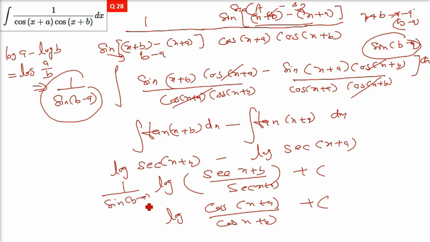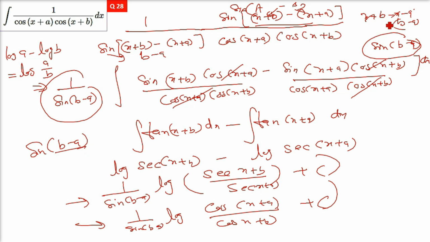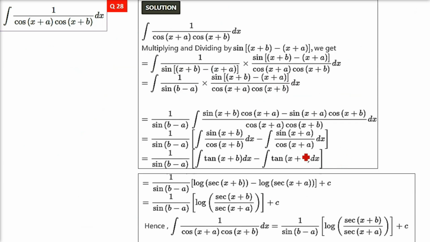So 1 by sin(b minus a) was already there. These two are the result, whichever you want. You can just stop at this one, but if you want more adventure, do the last one also. Now you understood why we have taken sin(b minus a). Why did we multiply it in the numerator and denominator? Why did we write b minus a as (x+b) minus (x+a)? This is the result I was talking about. It seems typical, but not.